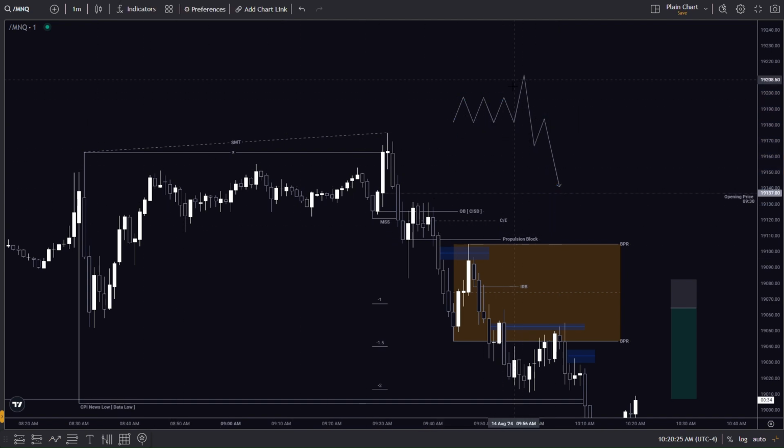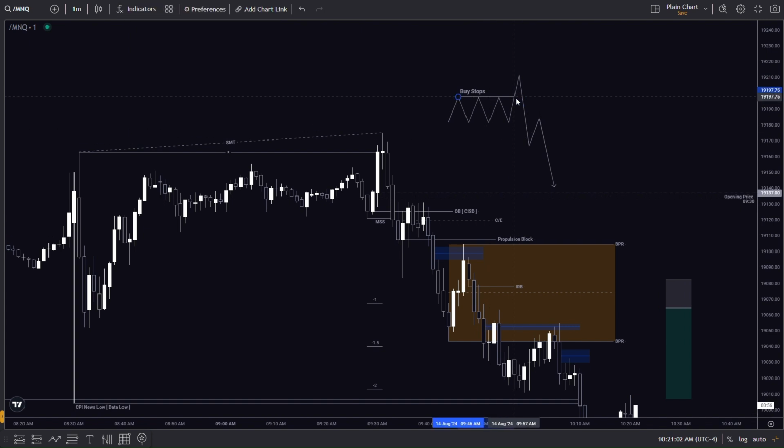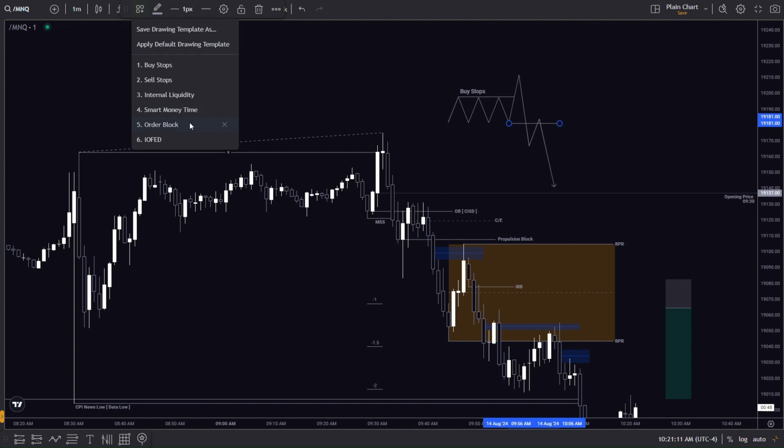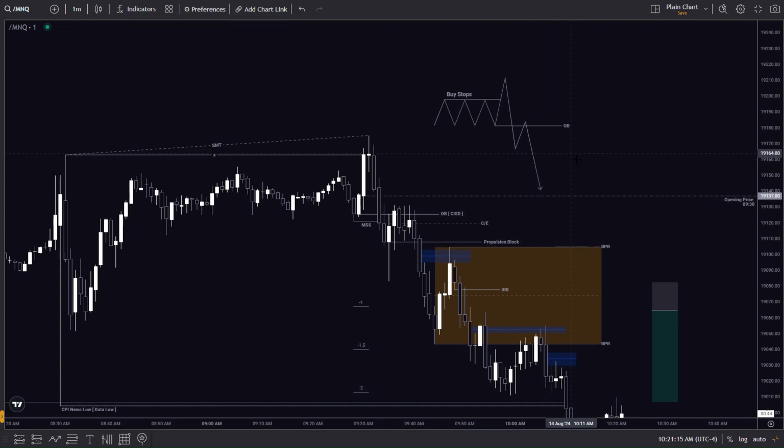So that's essentially what's happening here, right? Accumulation, then I have our manipulation phase up here. This would be our manipulation phase, and this would be our distribution and our market structure shift. So this becomes our market structure shift. So we sweep buy side, right? We sweep these buy stops that's resting above here, and this right here is our order block, right? That's our order block. And let's say we have a fair value gap that's resting in there, right?